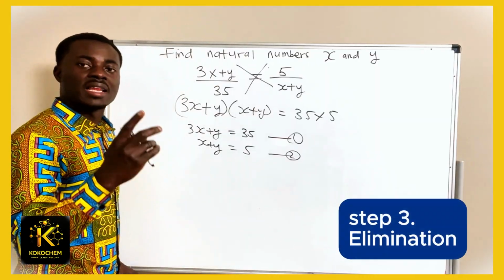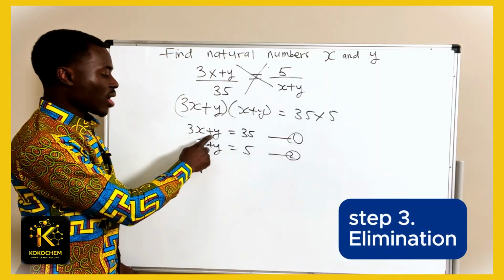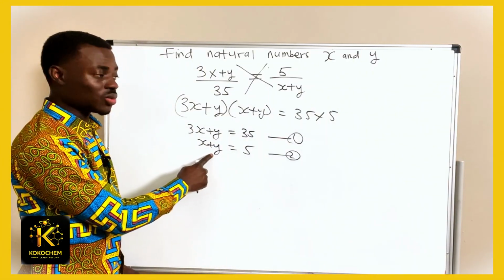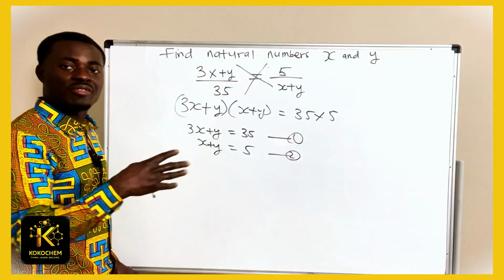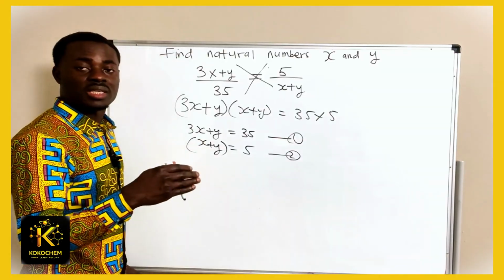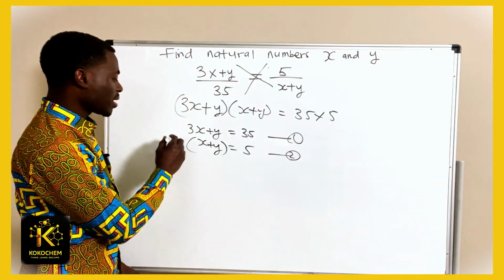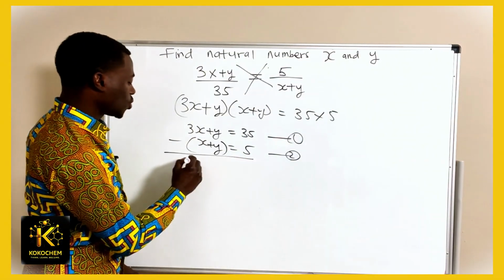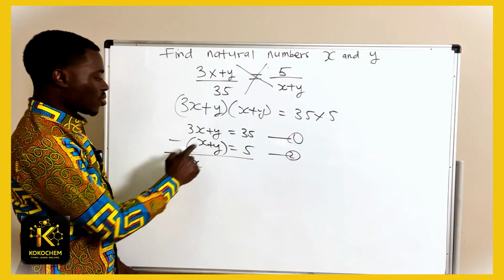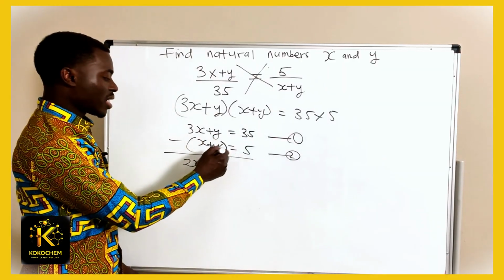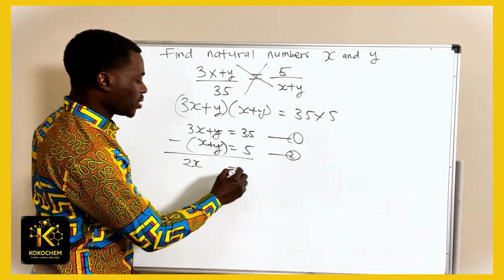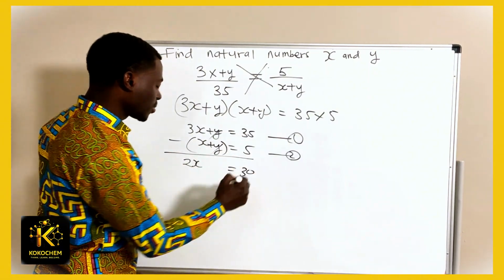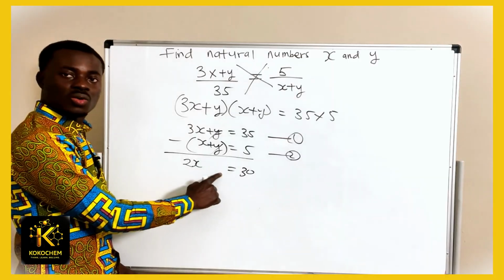Step 3: elimination. We subtract equation 2 from equation 1. 3x minus x gives 2x. y minus y gives 0. 35 minus 5 gives 30. So we get 2x is equal to 30.